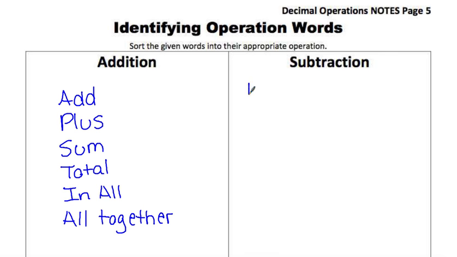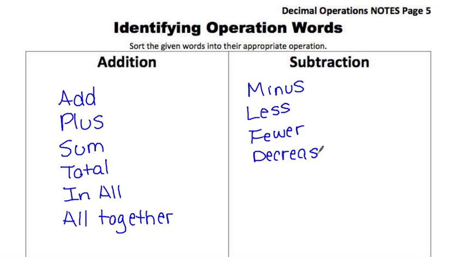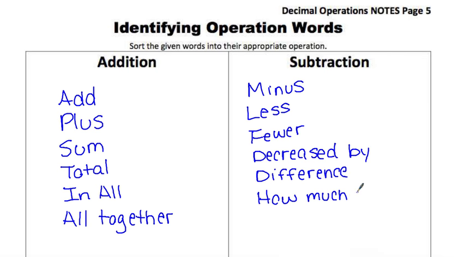For subtraction, it's minus, less, fewer, decreased by, difference, how much more, and reduced / decreased by.